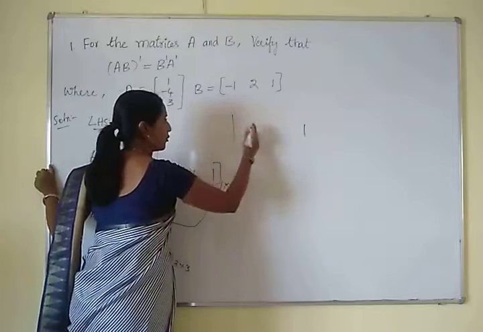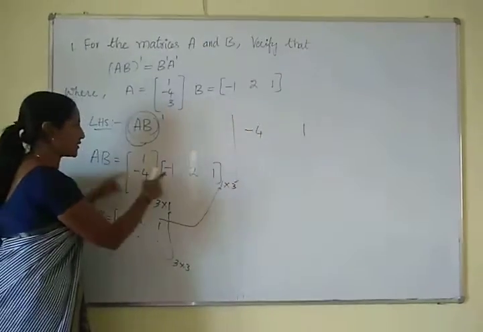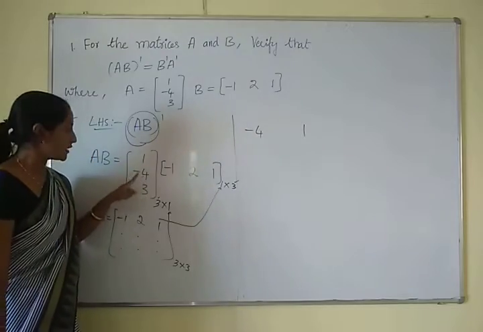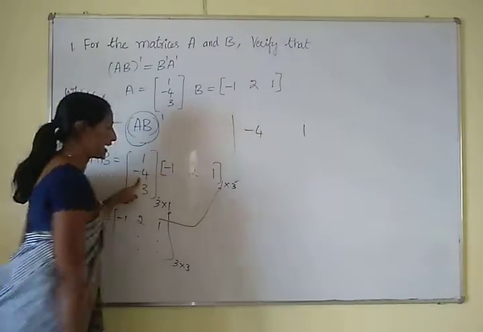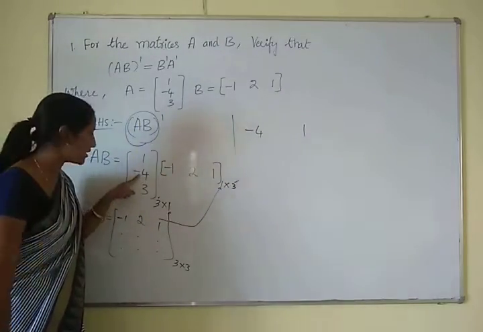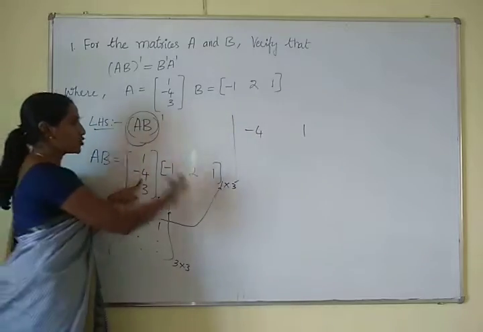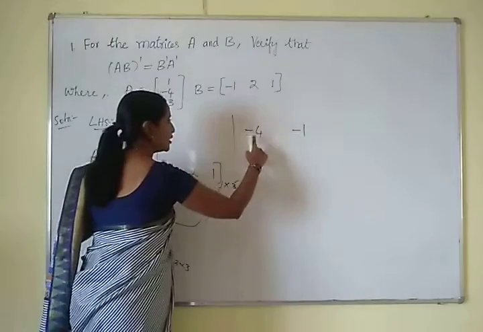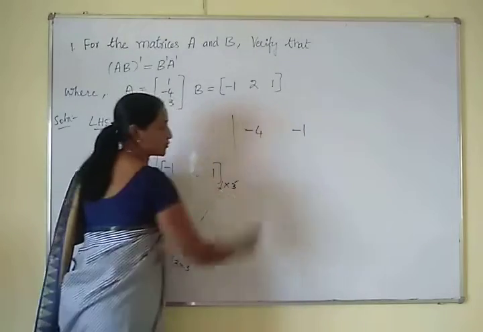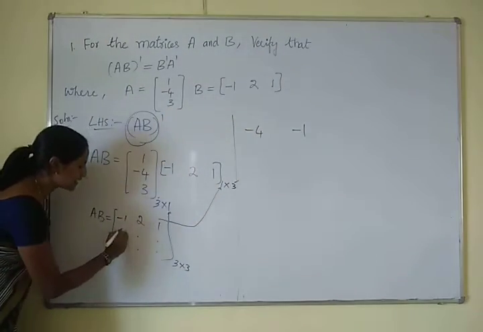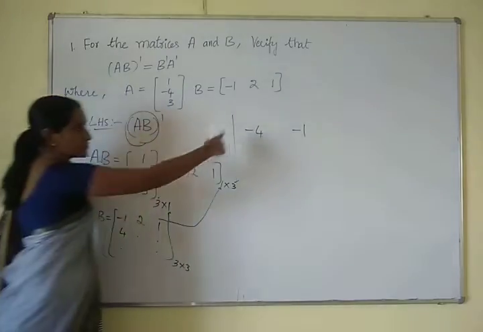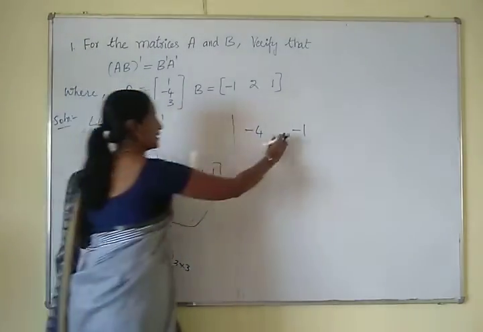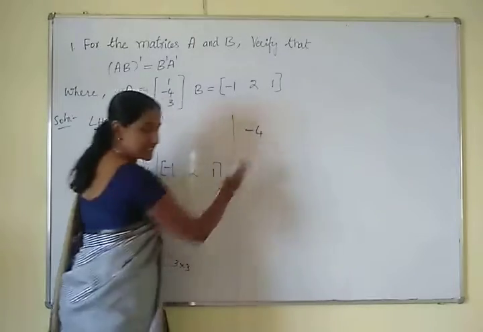row. Let us go with the second row because we have already finished the columns. So let me choose the second row. Again we have only one element here, that is minus 4. Now choose the column. First column. In the first column we have minus 1. So minus 4 into minus 1 is plus 4. Minus into minus becomes plus.